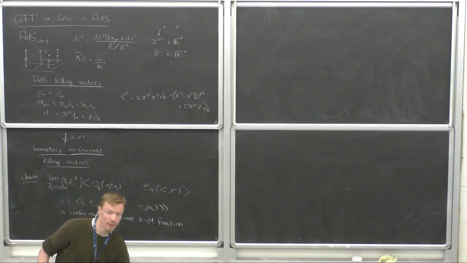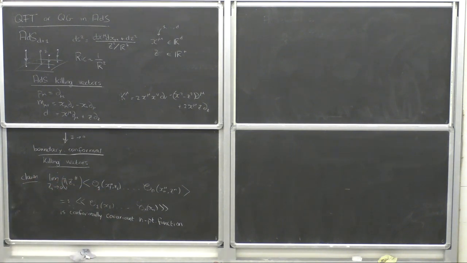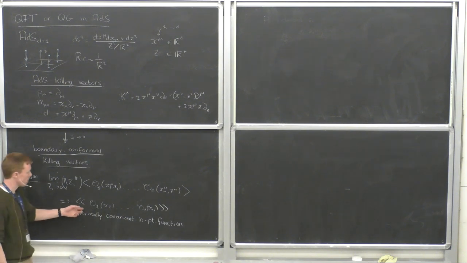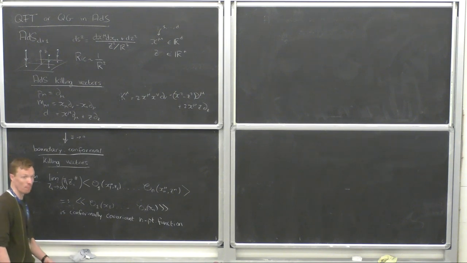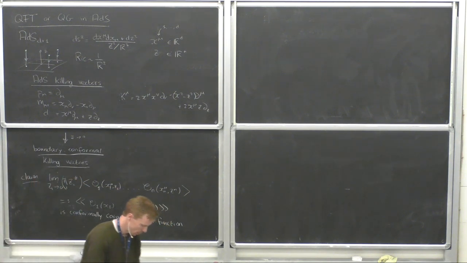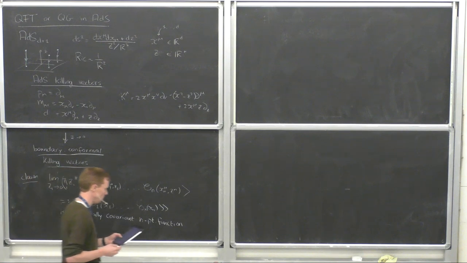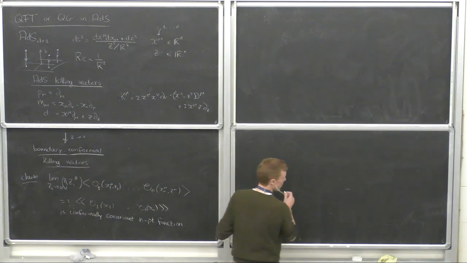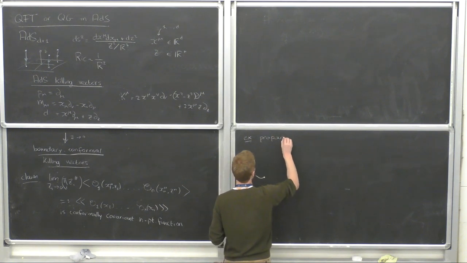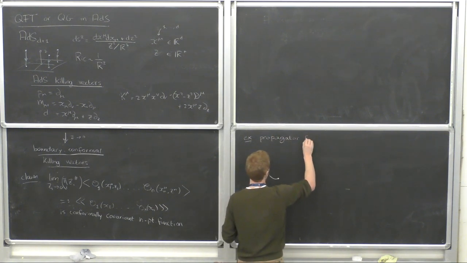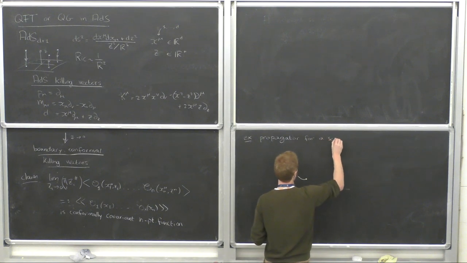So it's not a CFT correlation function, but in all essential respects, it behaves like one. So it's a nice trick to generate conformally covariant endpoint functions at this stage. As a simple example, let's consider the propagator for a scalar field.